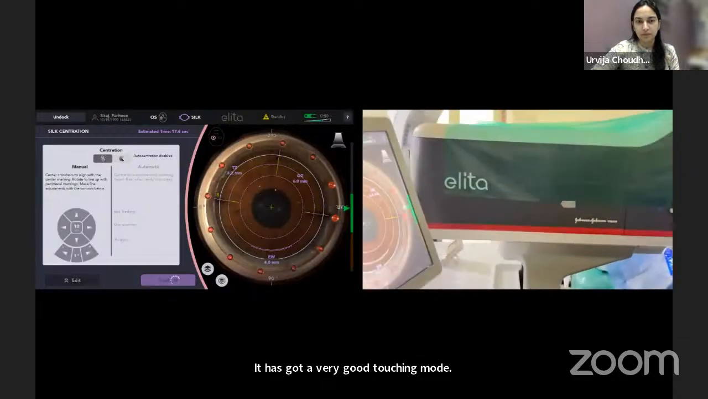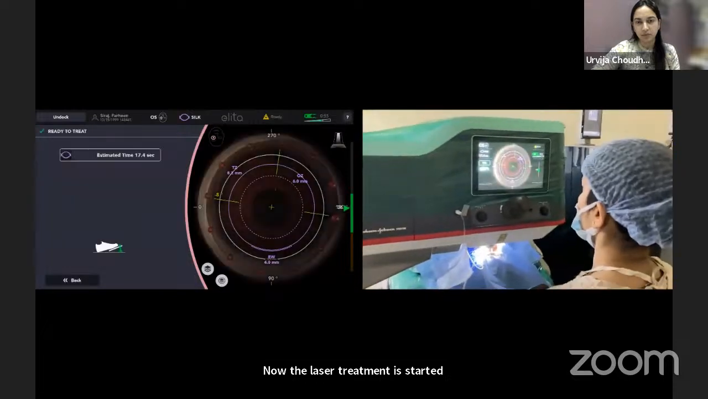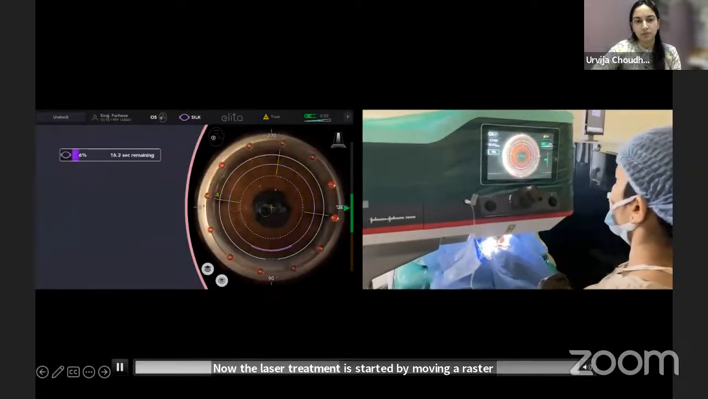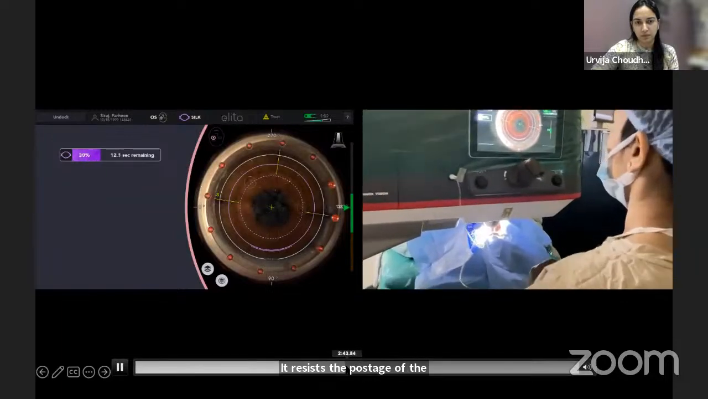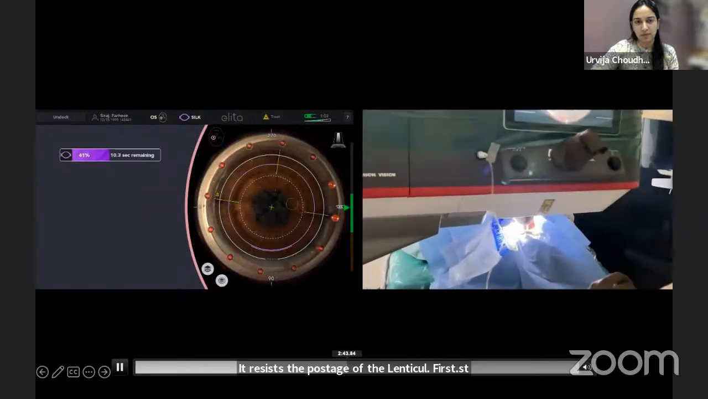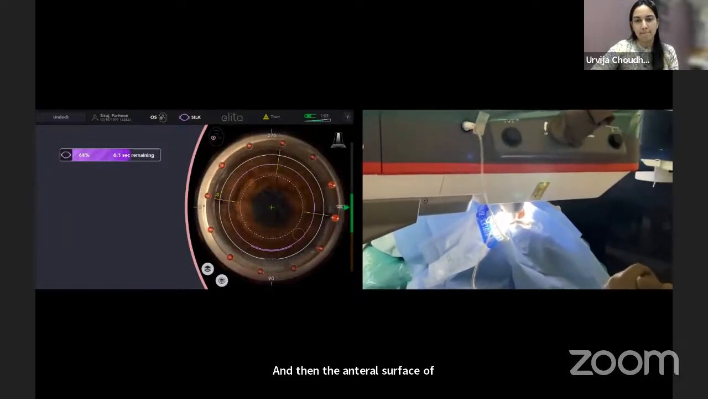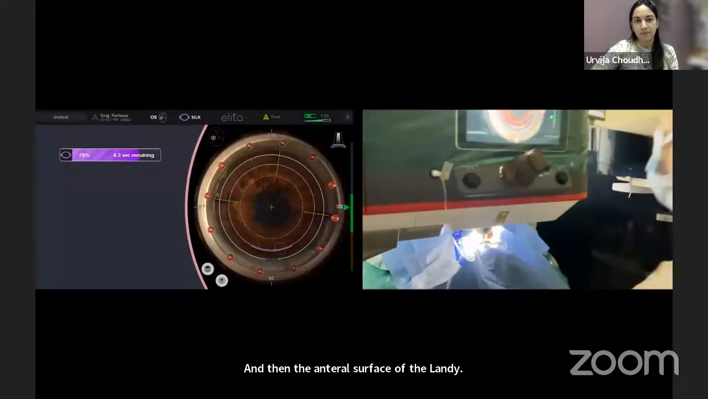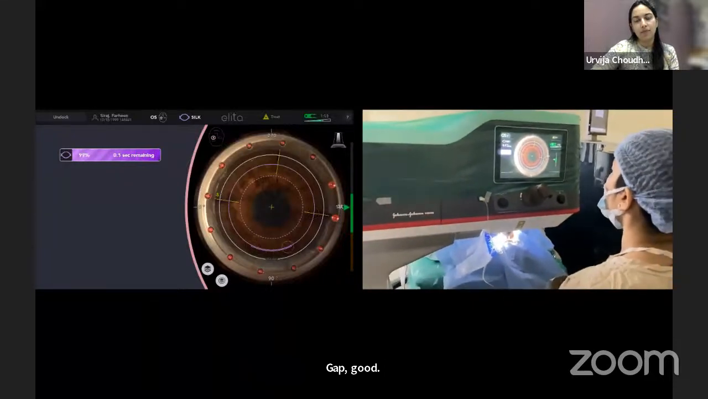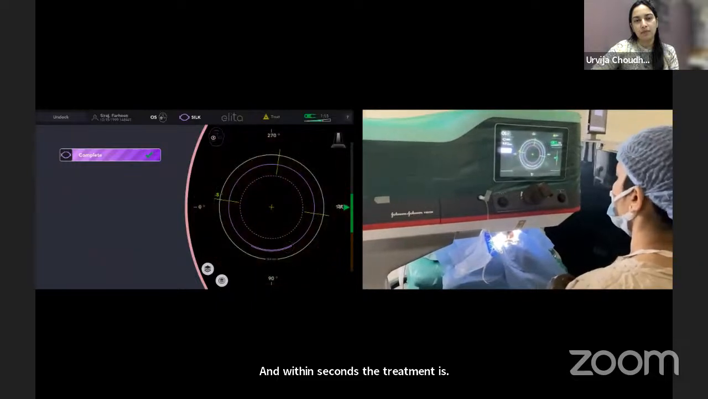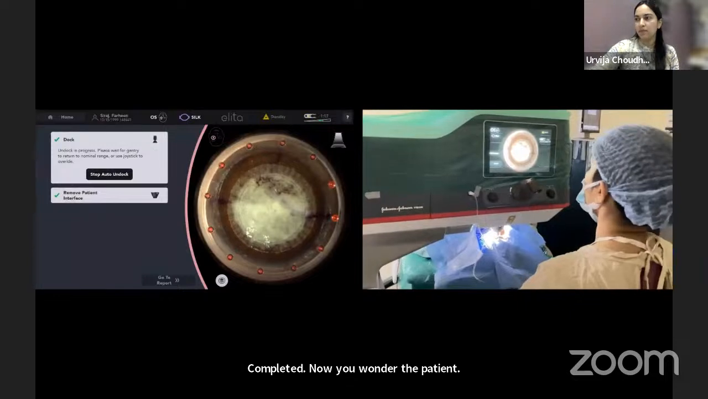Now the laser treatment is started by moving a raster scan line in a radial pattern. It resects the posterior surface of the lenticule first, then the side cut, and then the anterior surface of the lenticule is cut. At last, it creates the cap cut. And within seconds, the treatment is completed. Now you undock the patient and shift them under the microscope.